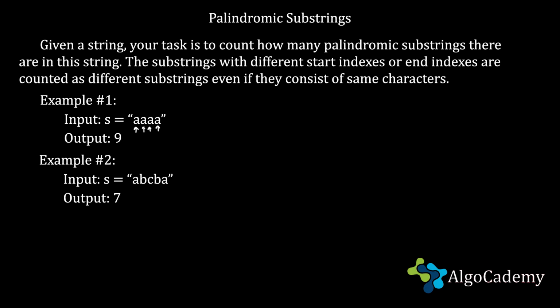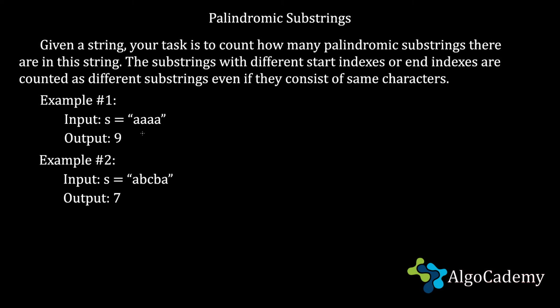But if you compare them as substrings, which means what is the start and the end indices of them, they are distinct. The first one, for example, is the substring 0, 0. So start index equals end index equals 0. And the second one is 1, 1. This one is 2, 2. And this one is 3, 3. So this is why they are considered distinct. And we are going to count each and every one of them.